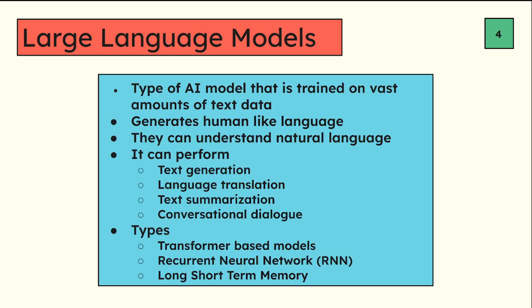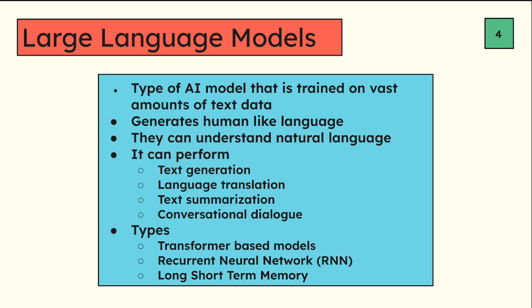So let's look at what is large language model. It's basically a type of artificial intelligence model that is trained on vast amount of text data. So it's trained on all the articles that are available in the internet, journals, books, Wikipedia, and stuff like that. It generates human-like language. They can understand natural language. So we don't have to learn anything special in order to interact with Ollama. So we can just issue our prompts in English.